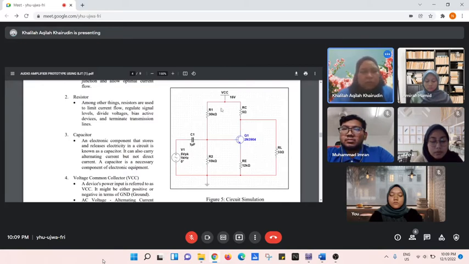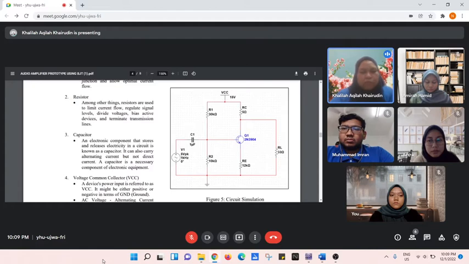VCC in our circuit stands for common collector voltage. We use 15 volts of VCC in our circuit. The letter V stands for supply voltage, while CC indicates whether the supply voltage is positive or negative. If positive, the circuit will be negative, positive, negative, while if negative, the circuit will be positive, negative, positive.